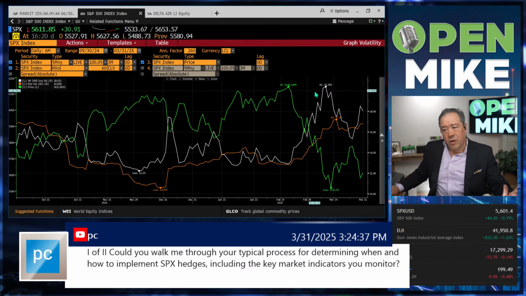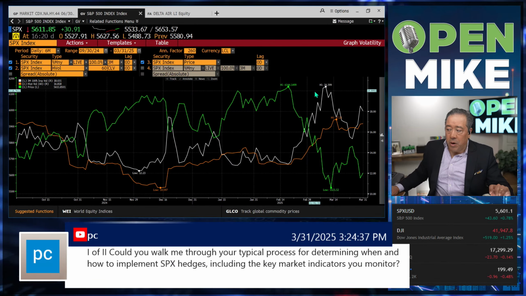Now, this morning, the S&P was in a formal correction, meaning down 10% or so from its highs. And that's a big difference. There's a big difference between that and a bear market.